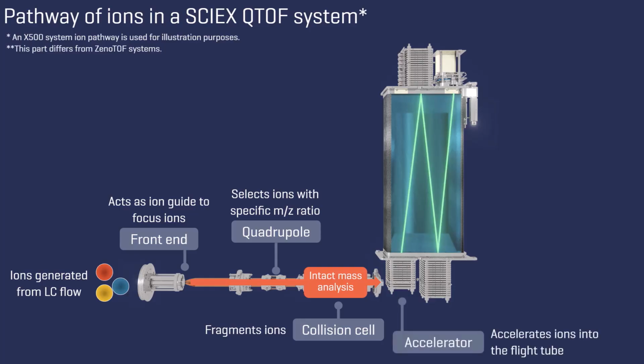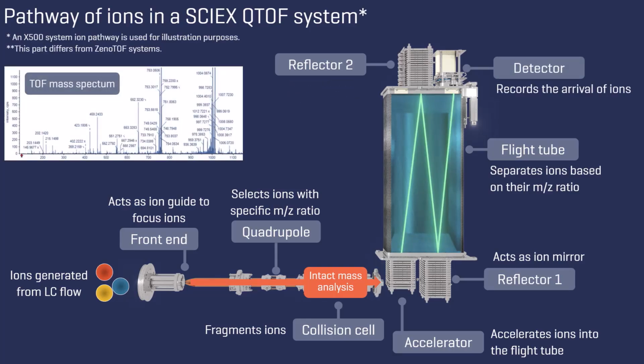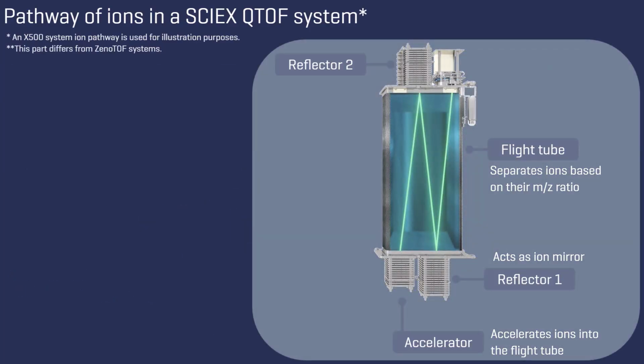Alternatively, you can select specific M/Z ratios in the quadrupole for subsequent fragmentation within the collision cell. The ions are then accelerated into the time-of-flight tube, where they are separated based on their M/Z ratio. They pass through two reflector regions that act as ion mirrors before their arrival is recorded by the detector. The resulting mass spectrum displays the distribution of ions along with their respective intensities. In this video, we will dive deeper into the operation and functional components of the mass analyzer.